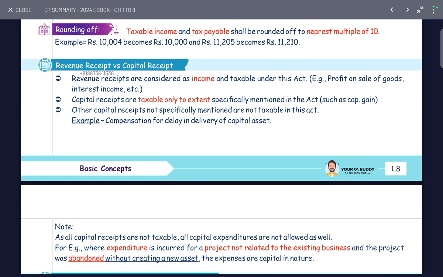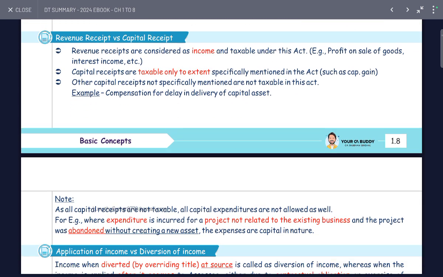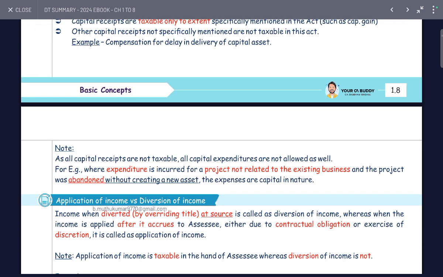Revenue receipts versus capital receipts. The revenue receipts are considered as income and taxable under the head profit and gains, such as sale of goods and interest income, etc. Capital receipts are taxable only to the extent of specific mention in the Act, as capital gain. Other capital receipts not specifically mentioned are not taxable under this Act. Example, compensation for delay in the delivery of a capital asset. Note: not all capital receipts are taxable.